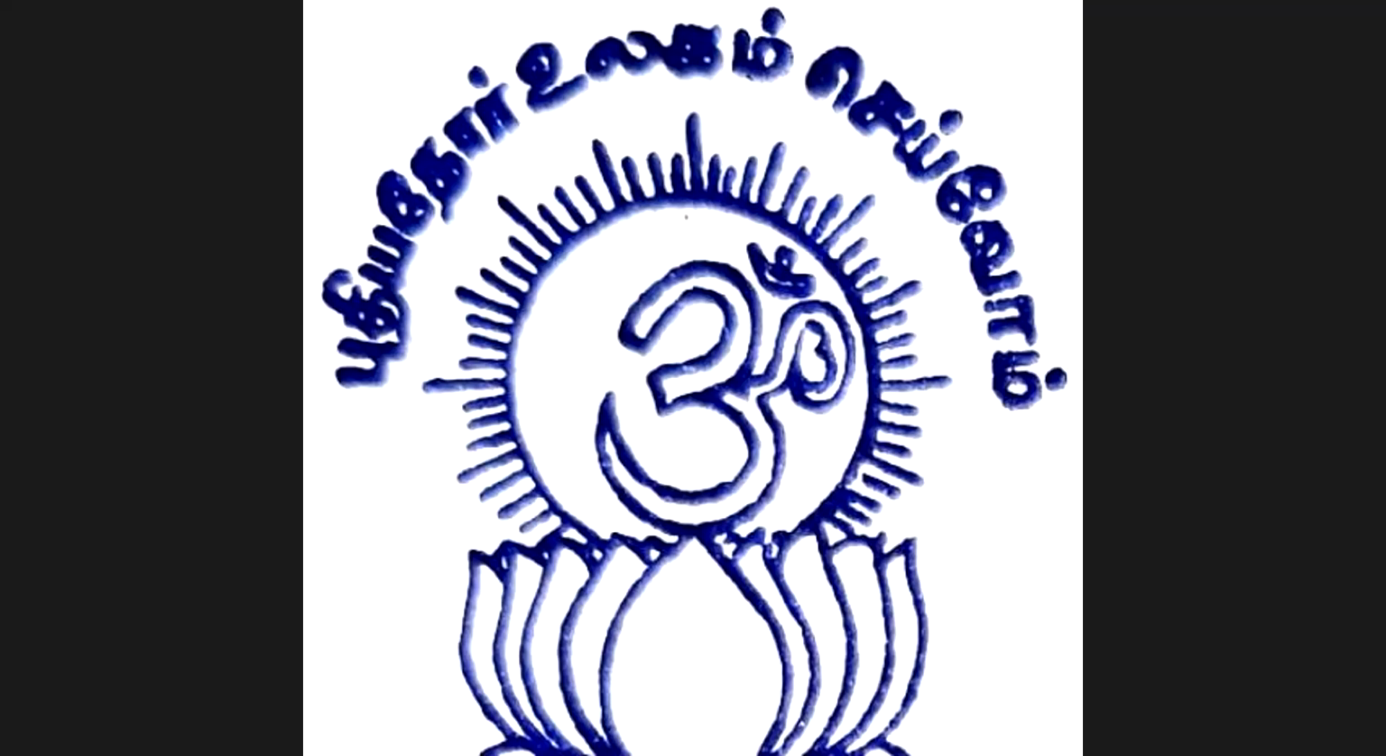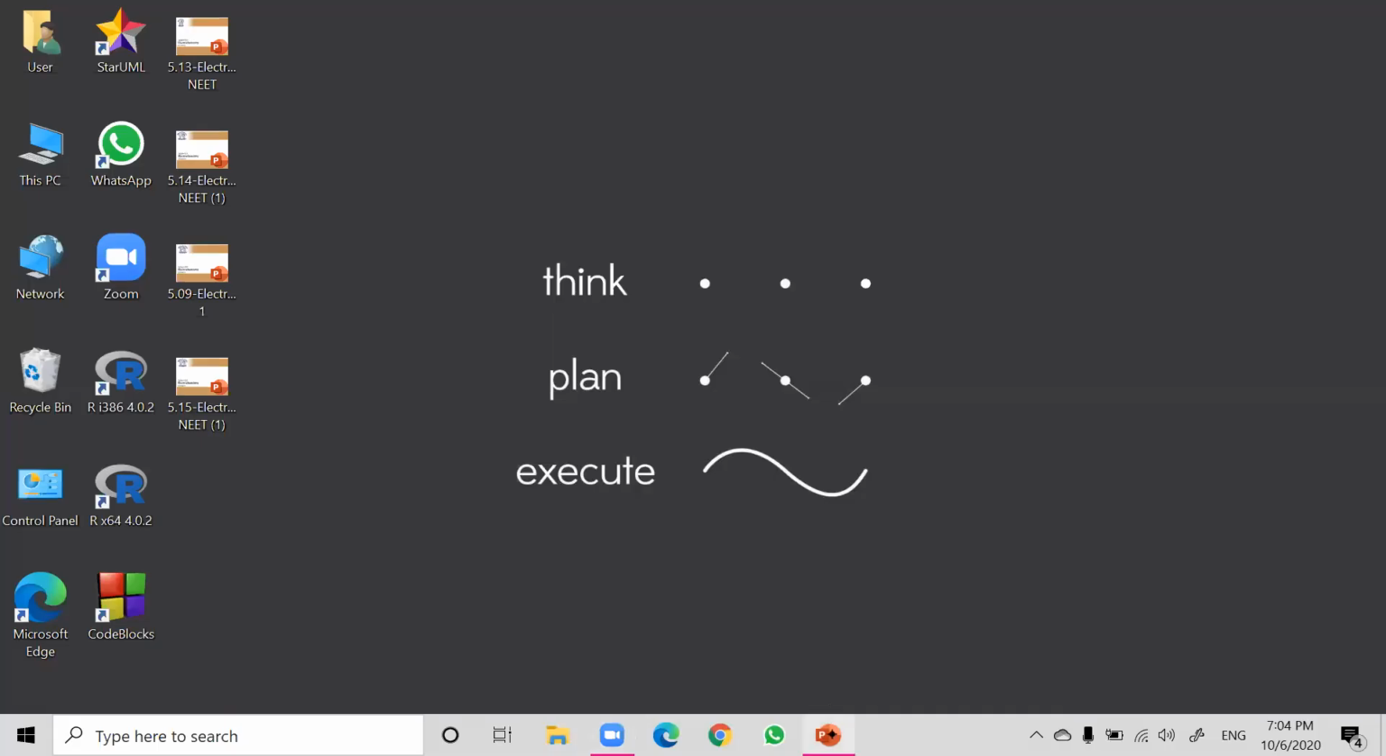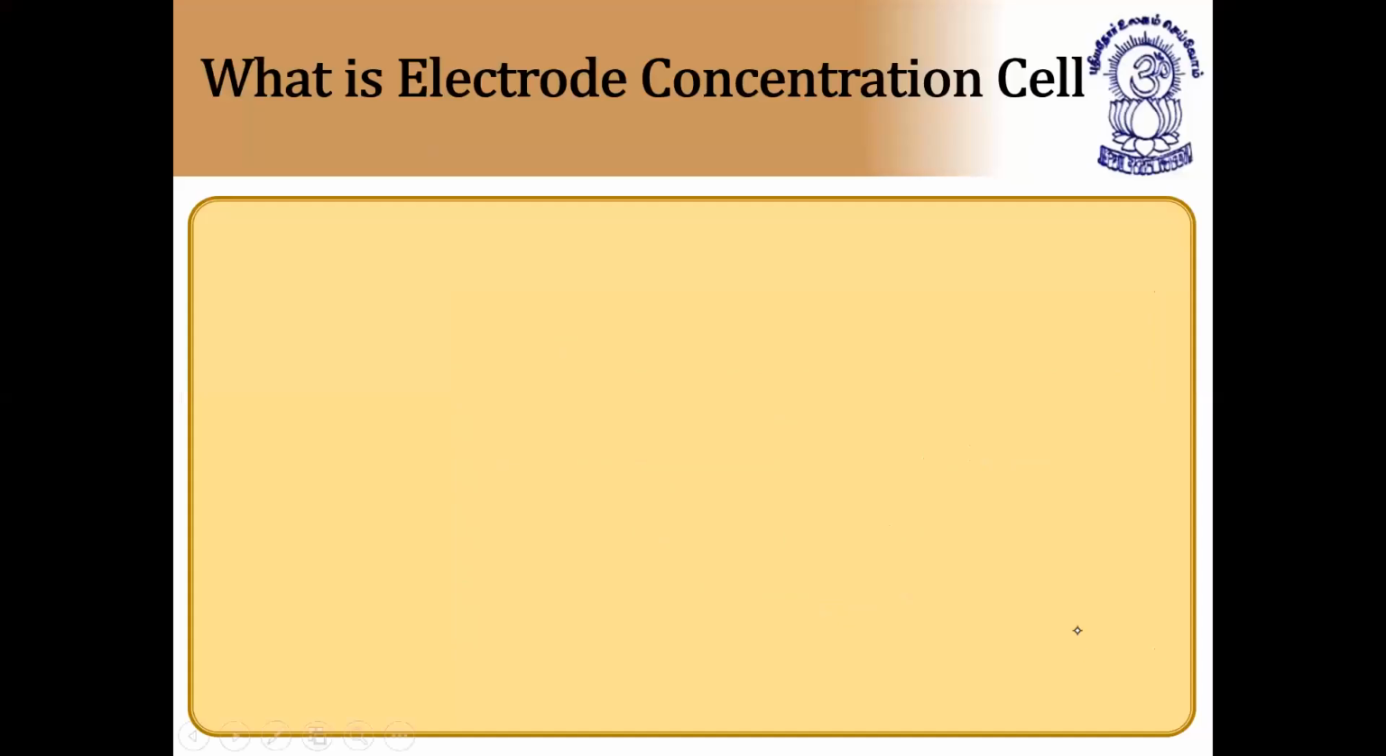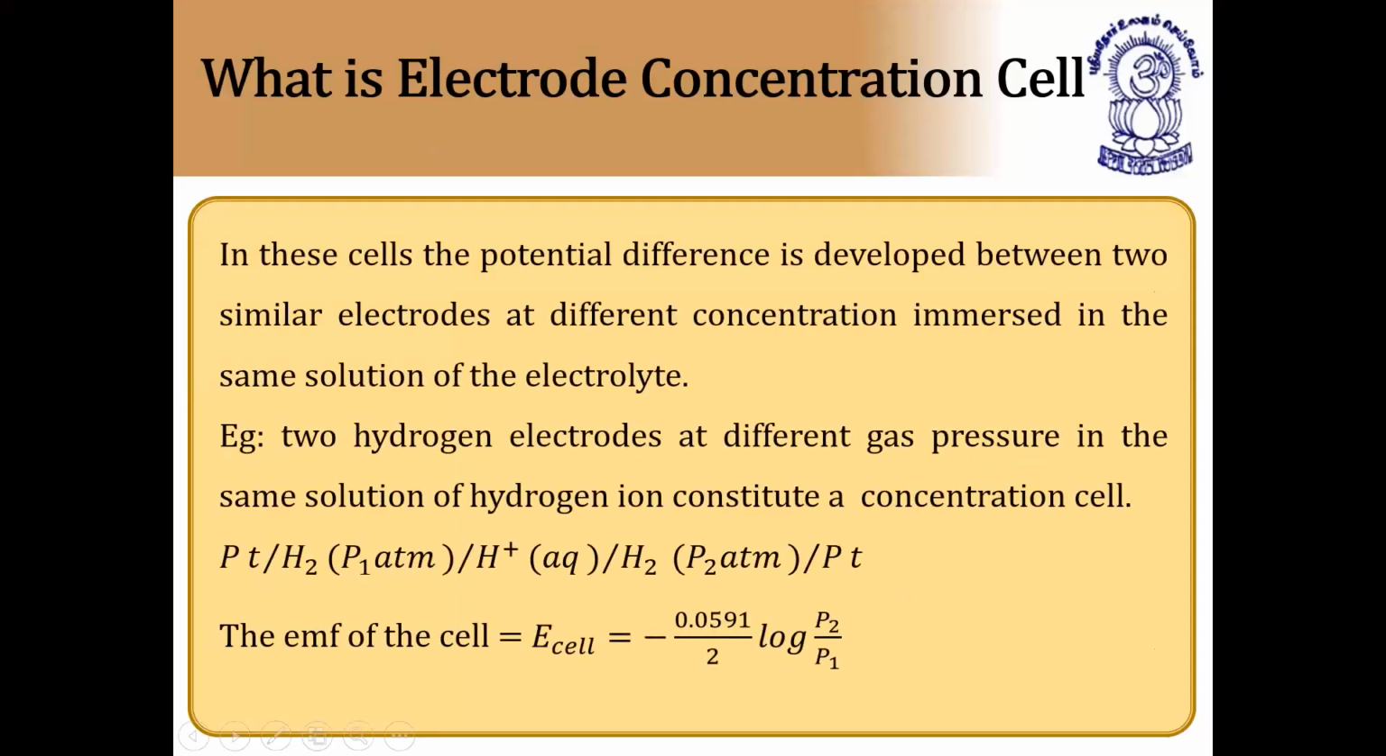So now we are going to discuss electrochemistry, 5th lecture. In the previous lecture, we covered the Nernst equation and electrolysis. Now, in this lecture, we are going to do the electrode concentration cell and the remaining part of the chapter. What is an electrode concentration cell?